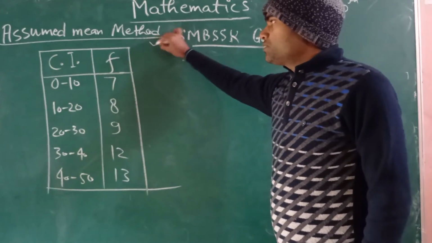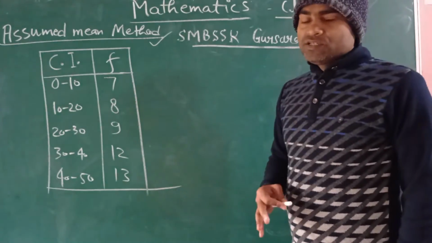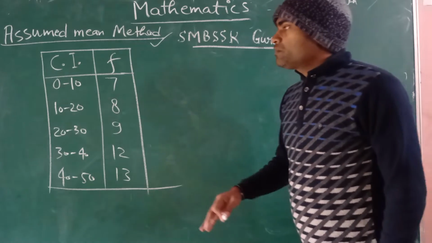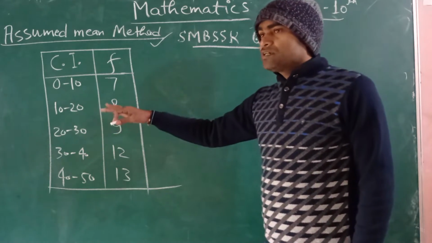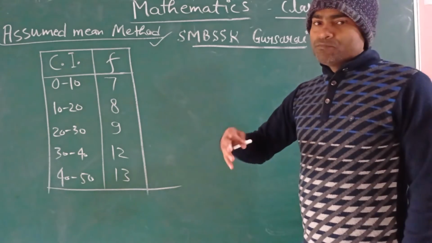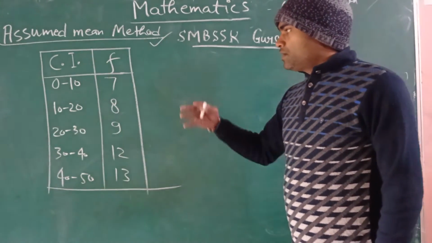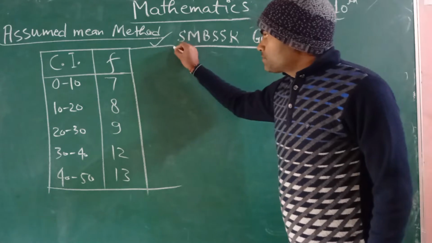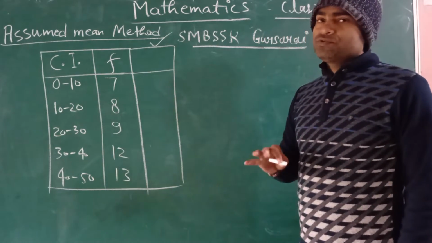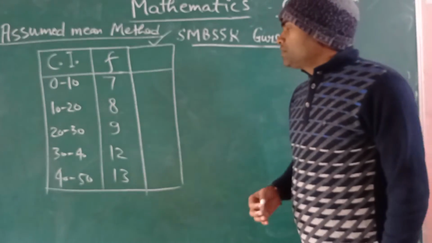So students, the assumed mean method is used for simplicity, for less calculation, because in case of larger class intervals, we will have to calculate more. But in this particular question, we will learn how to reduce that calculation.